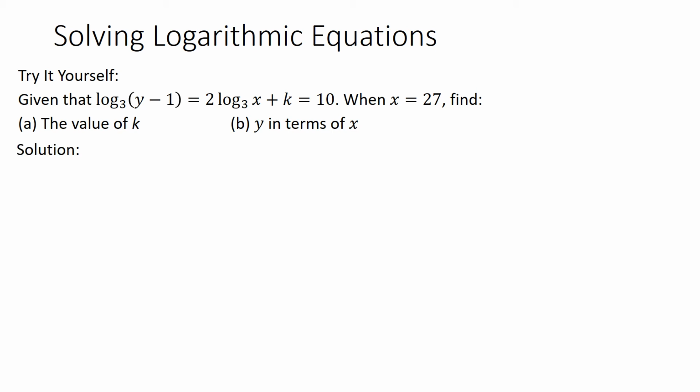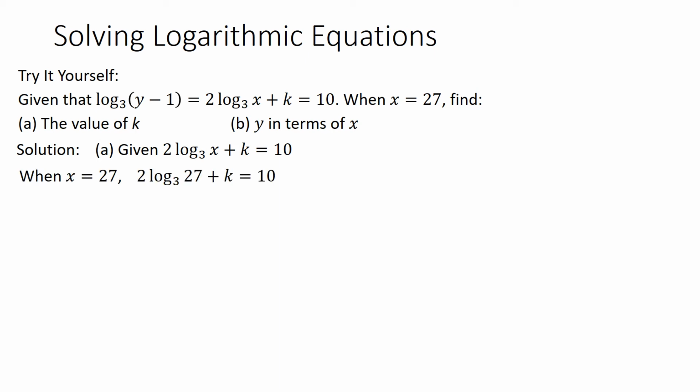Okay, here is the solution. For a, given the equation 2 log base 3 of x plus k equals 10. So when x equals 27, we just substitute the value into the equation, which will become 2 log base 3 of 27 plus k equals 10. So the log base 3 of 27 is 3 because 3 cubed is 27, hence it will be 2 times 3 plus k equals 10. So k will be equal to 4.